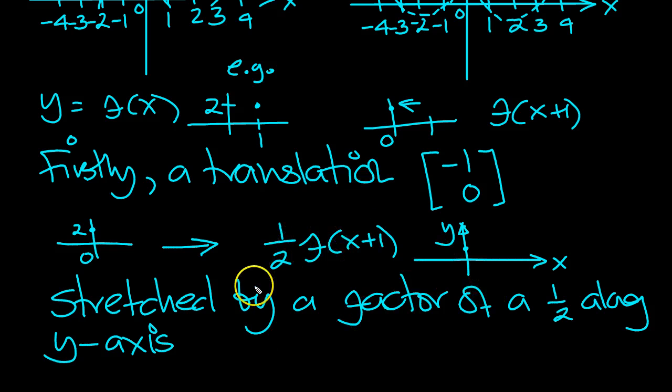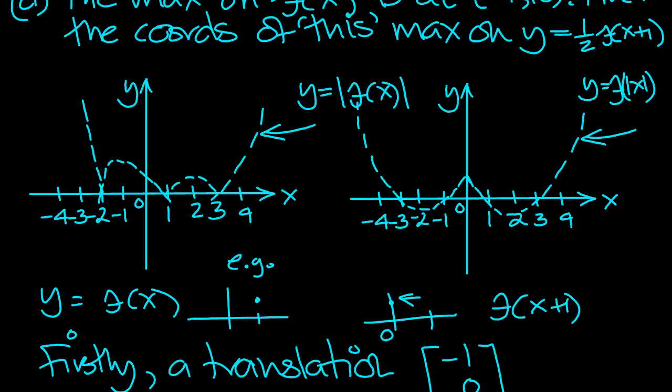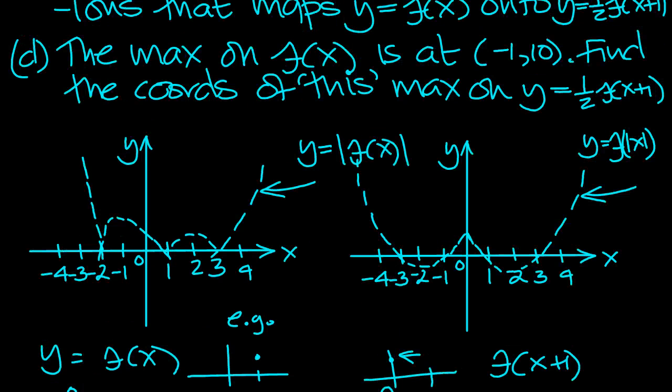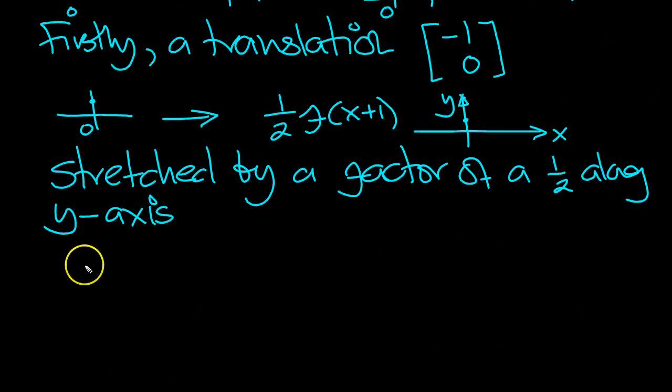Okay, so that's that then. Those are the two things that I mentioned there. So we can get rid of that example so that there's no confusion, because they were just illustrative. So that's what we wanted then. Okay, that's the two transformations. So part D now. The maximum of f of x is at minus 1, 10. Find the coordinates of this max on this. So minus 1, 10.